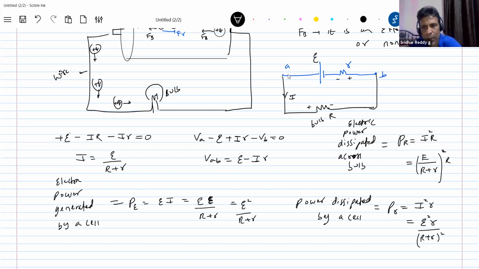Is all the power generated by the cell given to the bulb? The answer is no. Definitely the answer is no. A part of the power generated by the cell is given to the bulb, and a part is taken by the internal resistance. This is lost as heat. This is an unwanted loss.